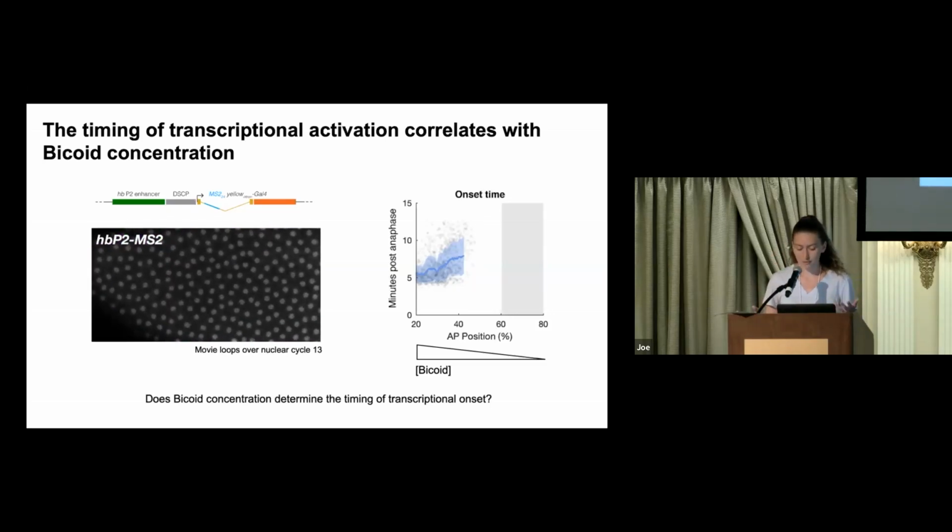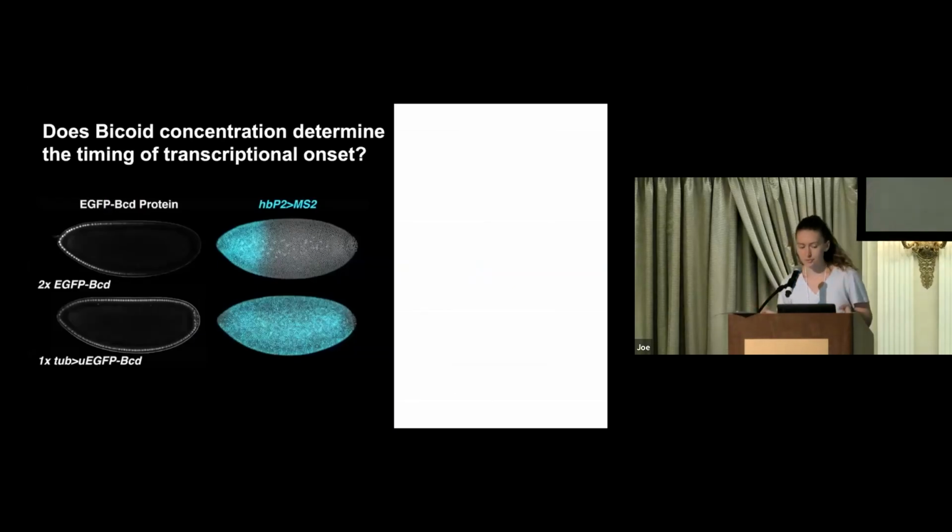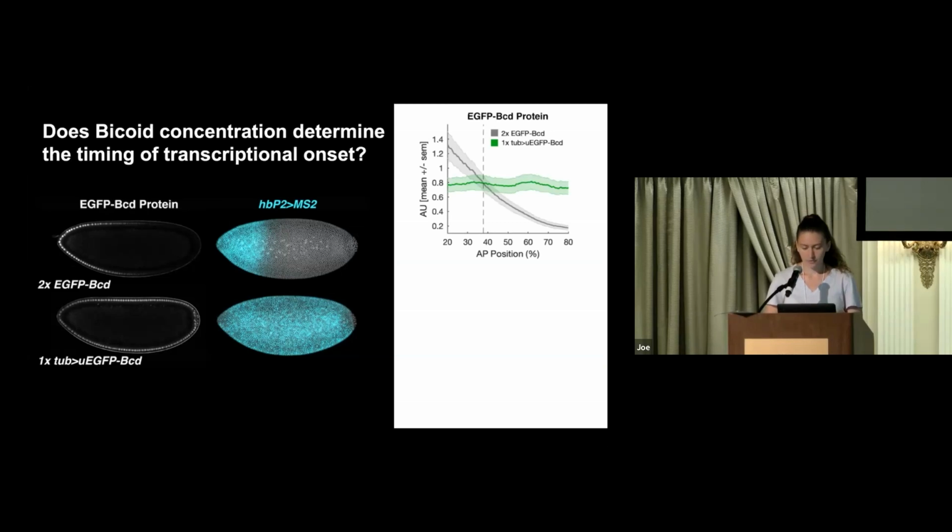To test whether Bicoid concentrations determine the timing of transcriptional onset, I created mutant embryos that instead of expressing Bicoid in a gradient, express Bicoid uniformly across the embryo. And in these embryos, the hunchback P2 MS2 reporter is also uniformly expressed. I quantified the fluorescence intensity of GFP Bicoid in the graded and uniform lines and found that the uniform line expresses Bicoid at the concentration normally observed at around 37% egg length in wild-type embryos.